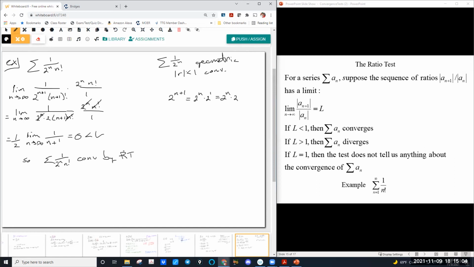And that is how the ratio test is used. Questions about this one?